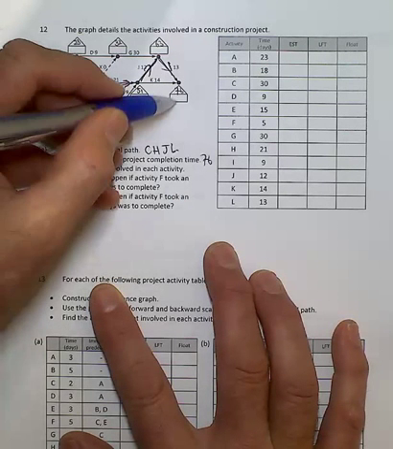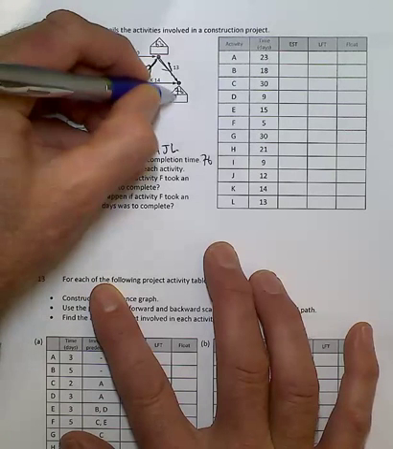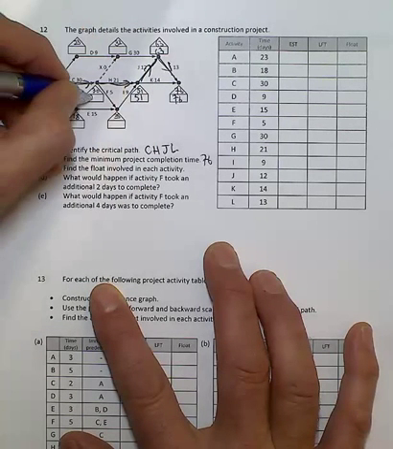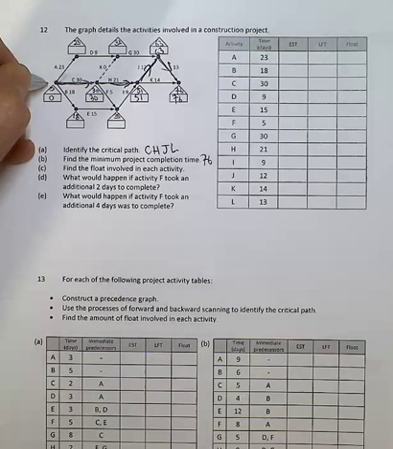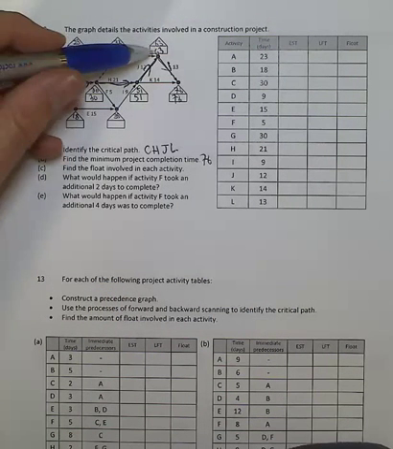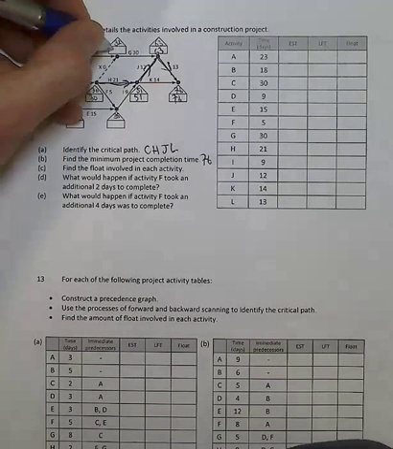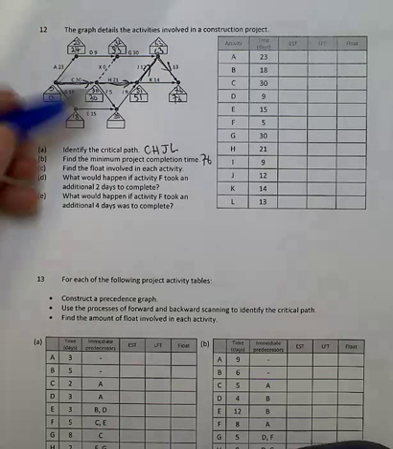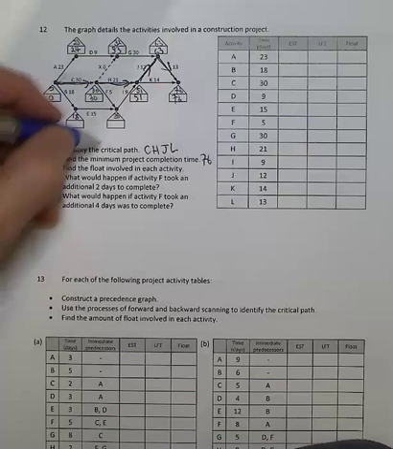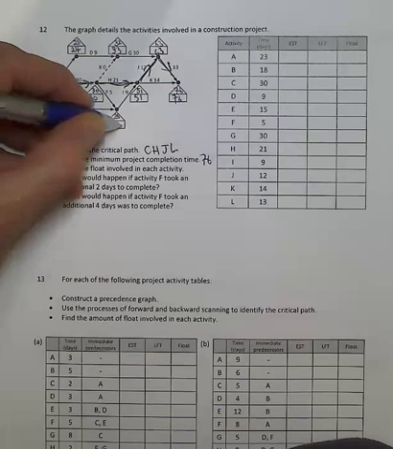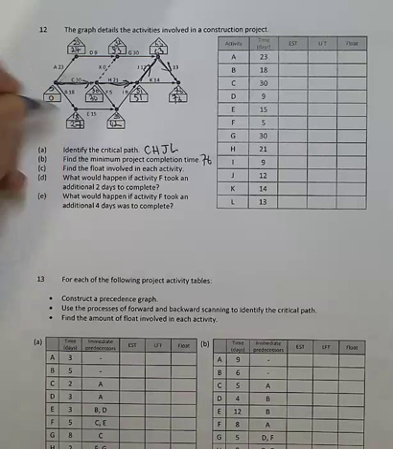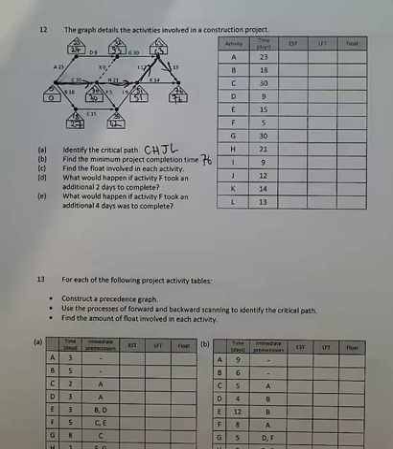Now, by default, when we go backward scanning, 76, 63, 51, 30, and 0. Backtracking here, 63 take 30 gives me 33. 33 take 9, 24. 51 take 9, 42. 42 take 15, 27. Now, I'll just give you a chance to fill in the ESTs and LFTs.